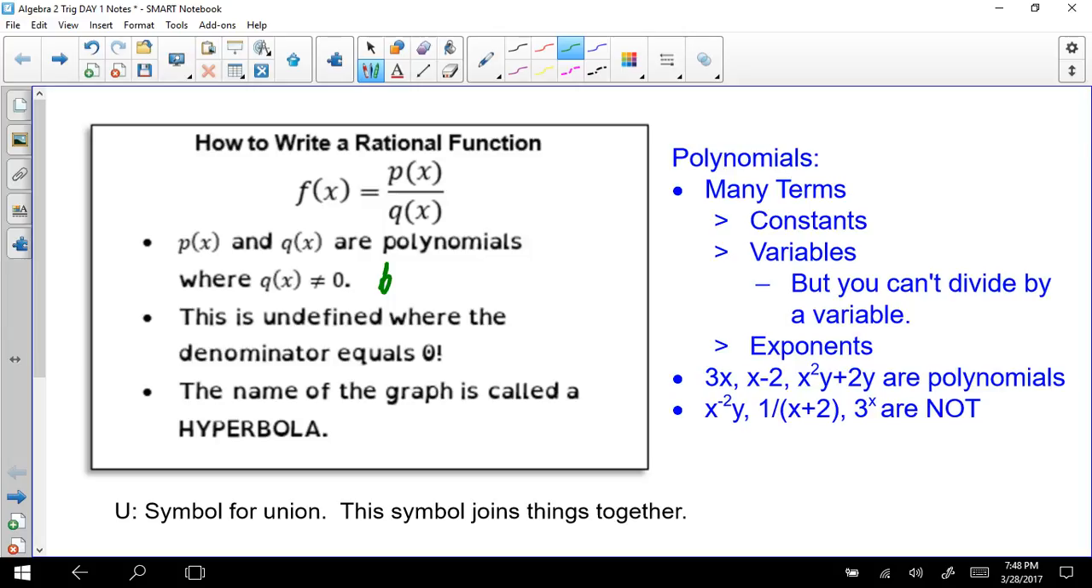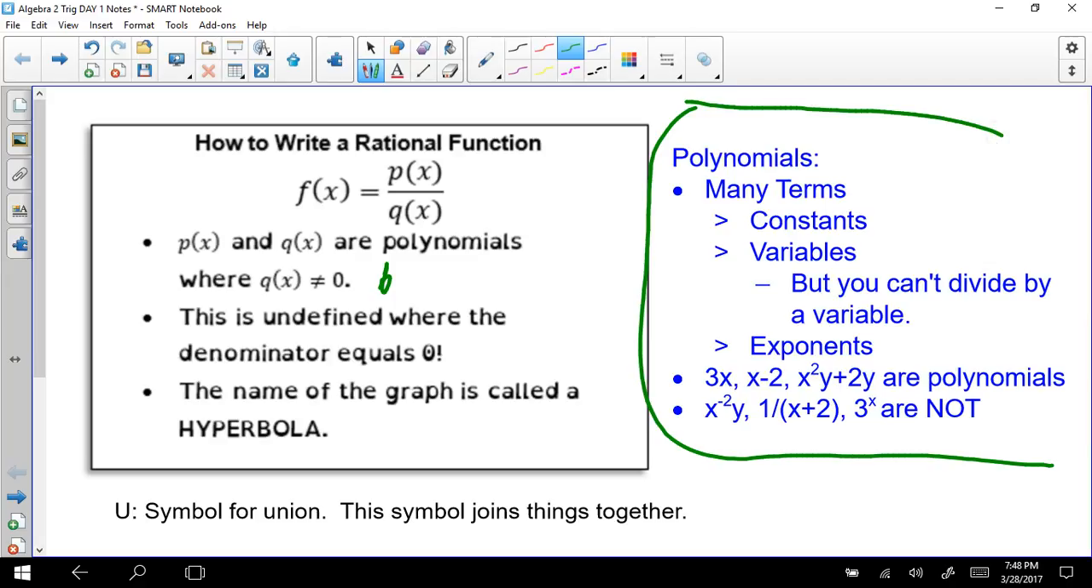Okay, so just to go over polynomials, have just a little review here that you can go ahead and read. Polynomials just have many terms. You can have constants, you can have variables, but you can't divide by a variable. Something that looks like a polynomial would be 3x, x minus 2, x squared, y plus 2y. These guys are polynomials, but as soon as you look at negative exponents, like x to the negative second power times y, not a polynomial. 1 over x plus 2 is not a polynomial. 3 to the x, those aren't polynomials either. They're different functions. Okay, we studied this the last goal.